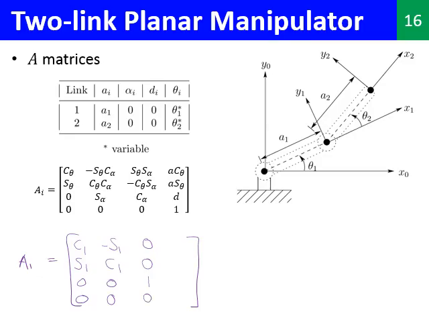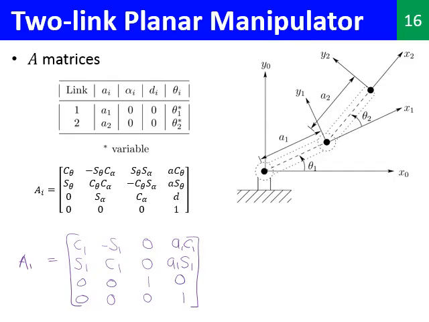Okay. Final column, we have A cos theta. So that is going to be A1 C1. Okay. Then A sin theta. So we have A1 sin. So we are using the values from the first row of the DH table. So D1 is 0. And finally we have a 1 here. So this is the A1 matrix.